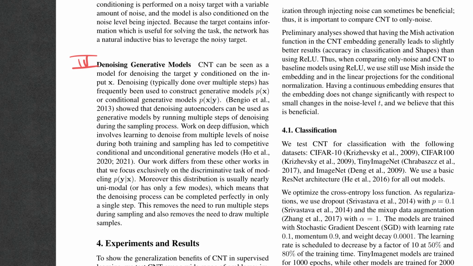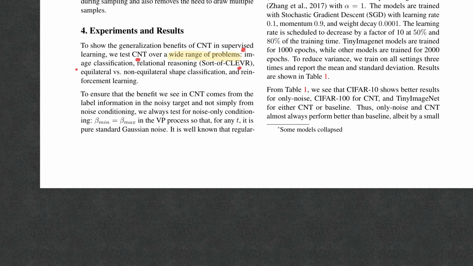And lastly, the concept of denoising generative models. The reason is that CNT can be seen as a model for denoising the target conditioned on the input, which is a very interesting and novel formulation for the supervised learning context. So they test this scheme over a wide range of problems, including image classification, relational reasoning, equilateral versus non-equilateral shape classification, which again is a classification problem, and reinforcement learning.